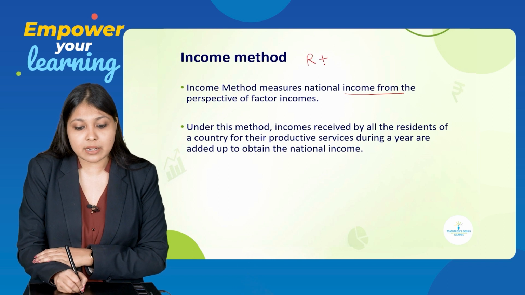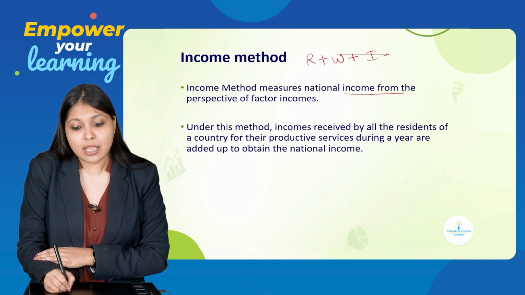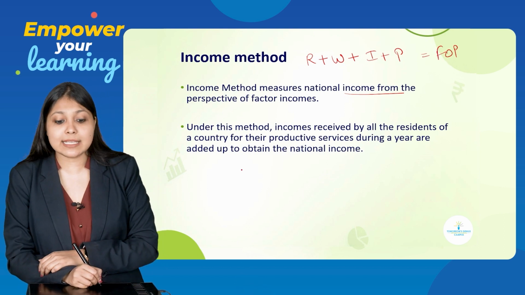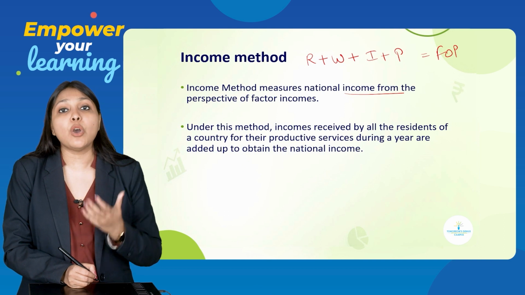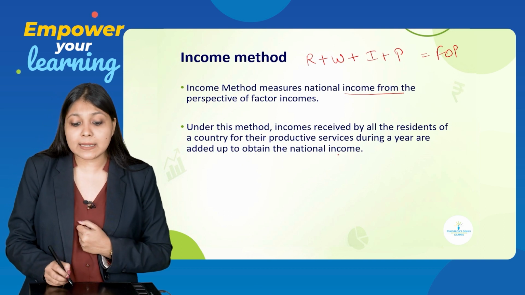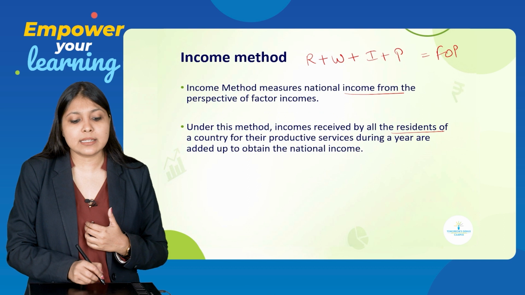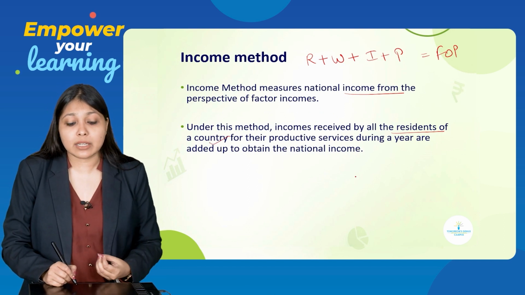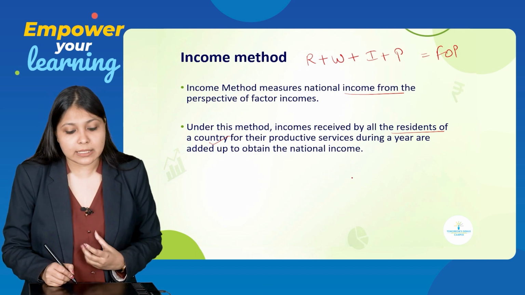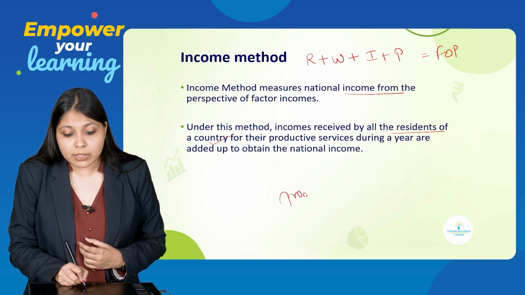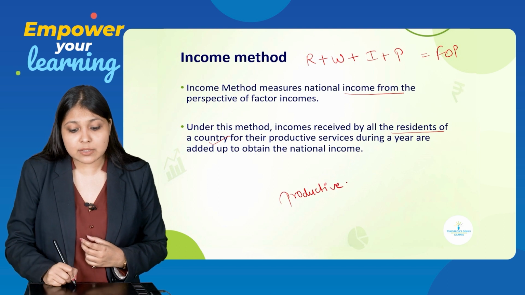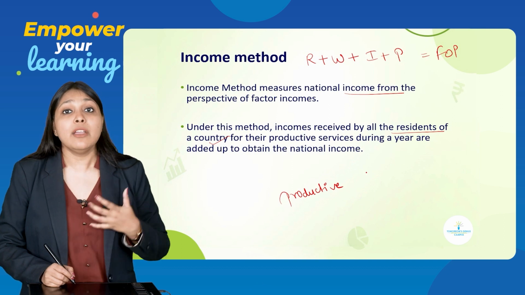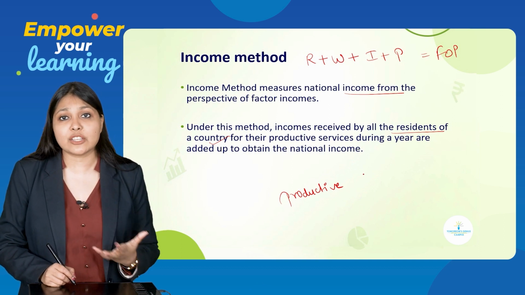Factor incomes, rent, wages, interest and profit, which we get from the factors of production, that is land, labor, capital and entrepreneur. So, under this method, the income received by all the residents of a country for their productive services during a year adds up to obtain the national income.